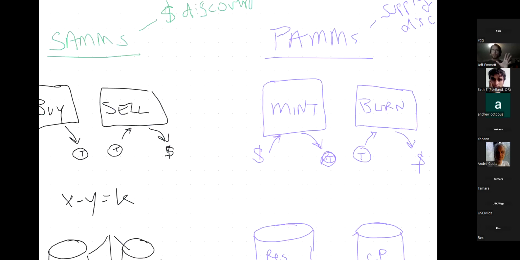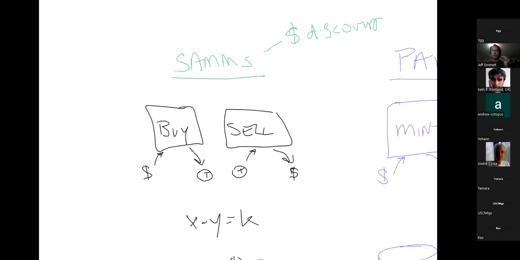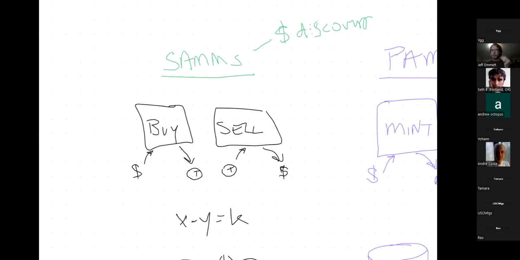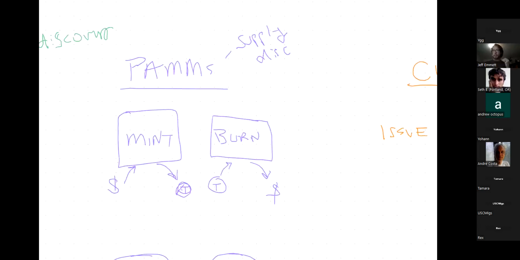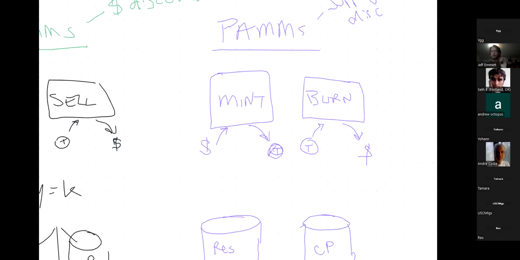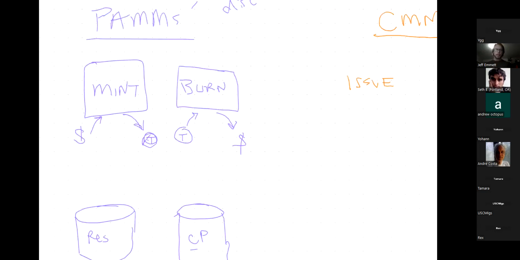And that's, I think, one thing I really want to, and it doesn't have to be these words, but I think clarifying terminology between these different mechanisms would be really helpful. So on a SAM, you're buying and you're selling. It's a market. On a PAM, you're minting and you're burning, because it feels the same. You're putting money in, you're getting tokens out. But the thing happening underneath is fundamentally different, because you are minting, you are increasing the supply, and you are burning, you're decreasing the supply.